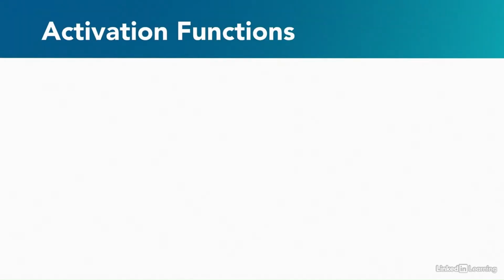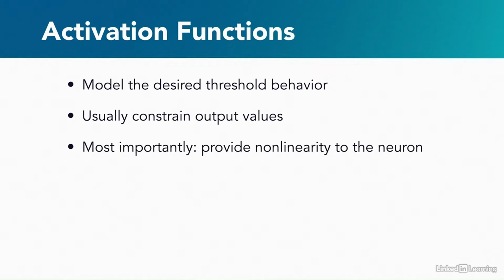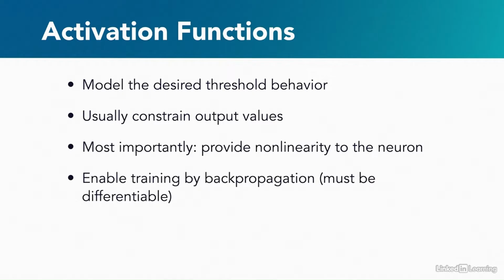So let's do a quick recap on activation functions. These functions model the desired dramatic threshold behavior of the boundary. They usually constrain the output values, and most importantly, they provide nonlinearity to the neuron, thus enabling training by backpropagation, which is the method we will use. This requires activation functions to be differentiable. So let me show you some popular activation functions.